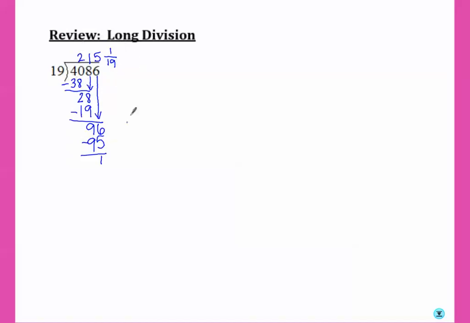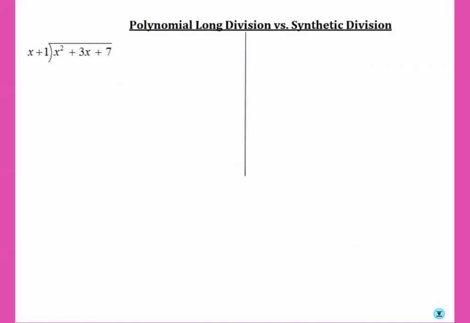We're going to use the same process and idea to help us divide polynomials. So what we're going to look at is how many times does x go into x squared? Well, if we divided x squared by x, we would just have 1x left.